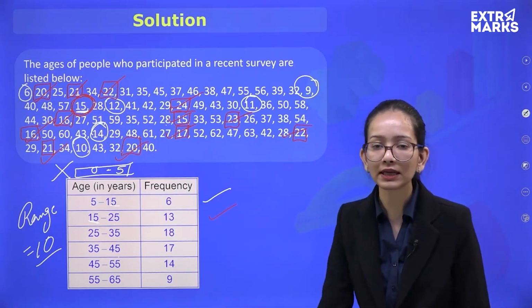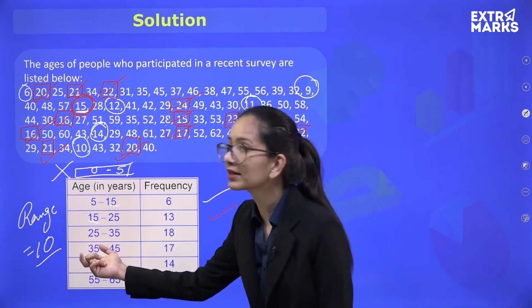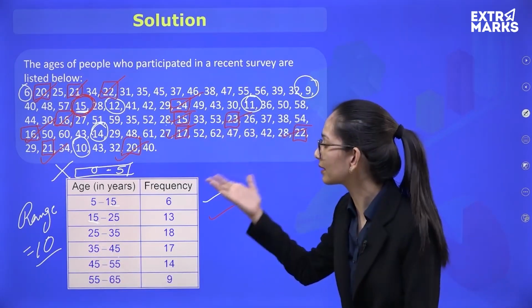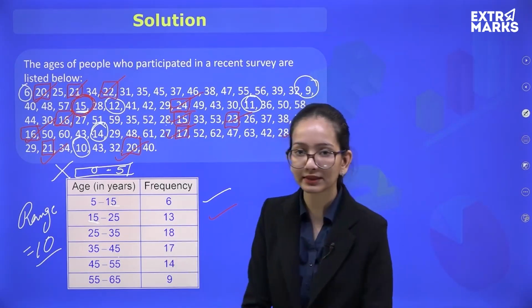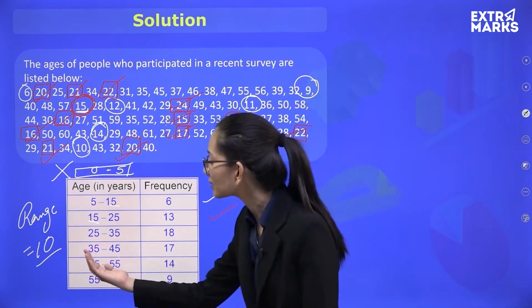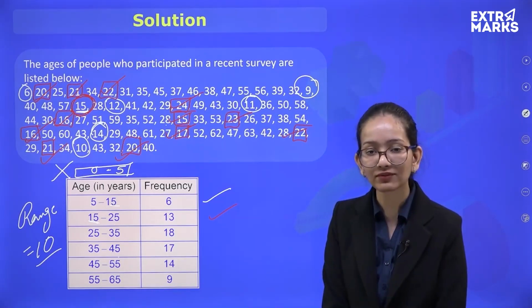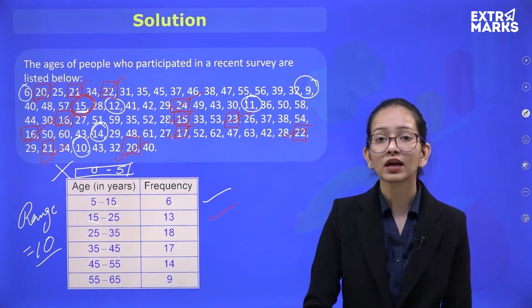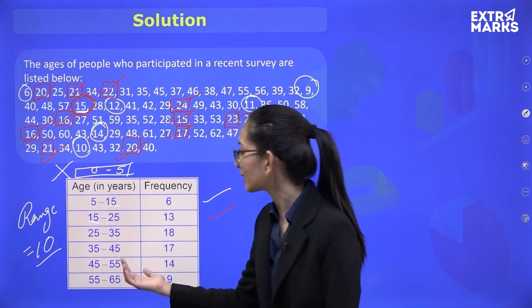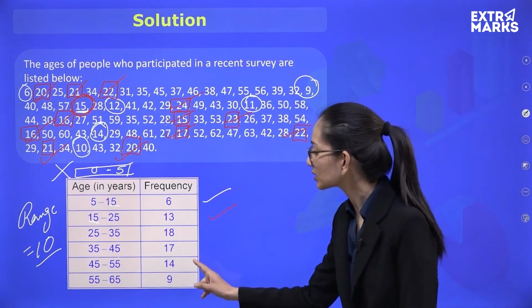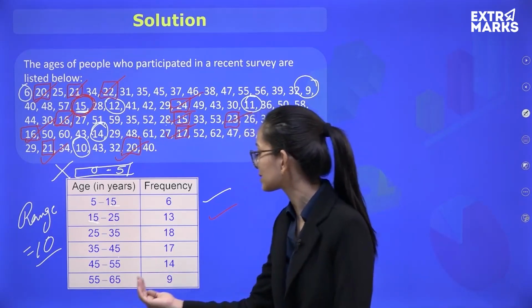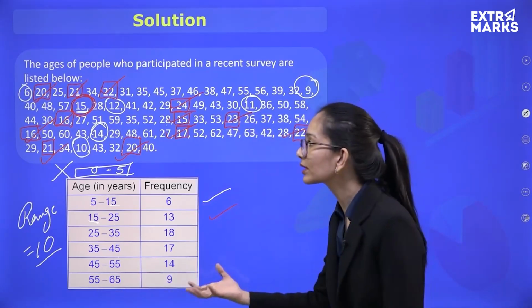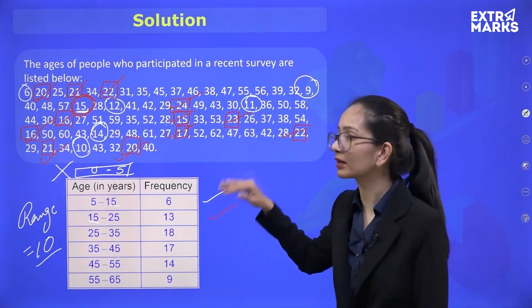So similarly, you can find how many people are lying in the age group 25 to 35. After counting, you'll get it as 18. How many people are there in the age group 35 to 45? So it is 17. How many people are there in the age group 45 to 55? So it is 14. And how many people are there in the age group 55 to 65? So it is 9. So what you can conclude over here from the two data, both data are same.